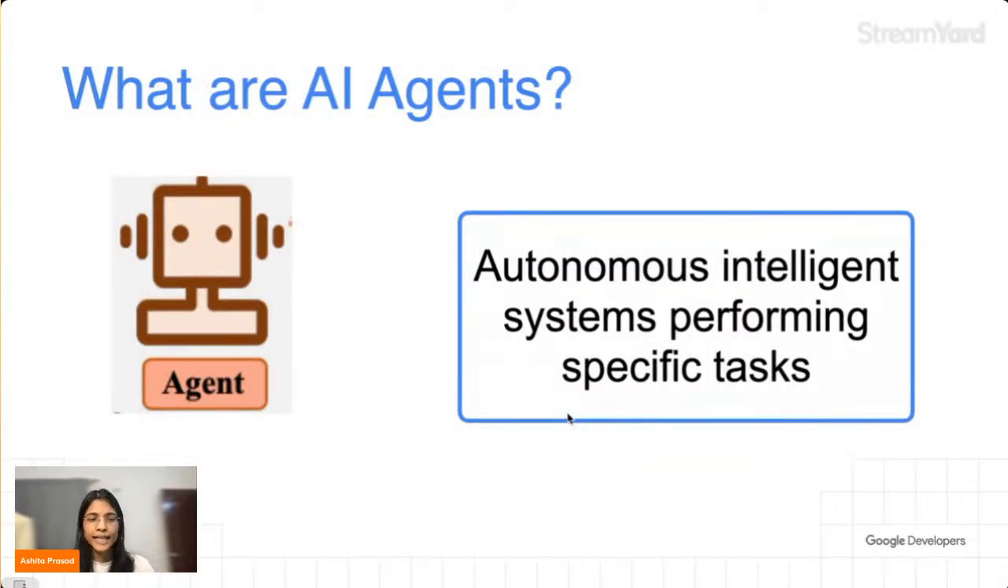Now, what are AI agents? AI agents are software programs that can interact with their environment, collect data, and use that data to perform self-determined tasks to achieve a predefined goal. So basically, humans set goals, but an AI agent independently chooses the best actions it needs to perform to achieve those goals. In other words, they are autonomous intelligent systems that can perform specific tasks.